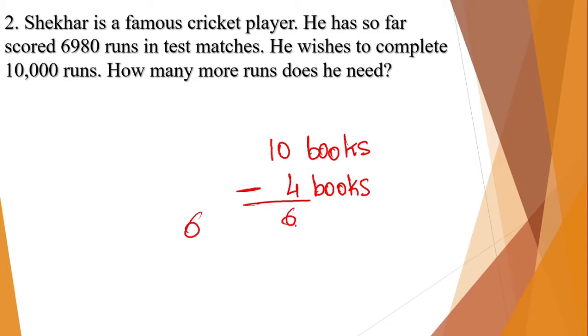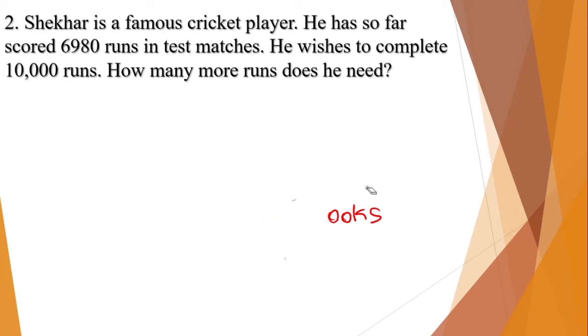So our answer while subtracting also we will get as 6 only, 6 books. So 6 more books you need to complete 10 books. You can start counting also, but it's very difficult to count for big numbers. So you can subtract it. So what should you subtract? 10 and 4. And you got your answer as 6. So 6 more books you need to complete 10 books. Right? So that's the same thing we will do here also.